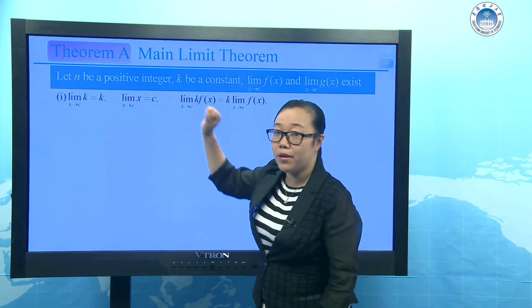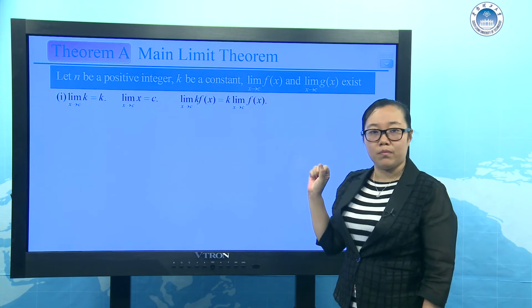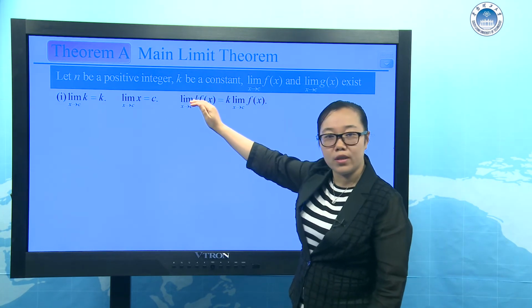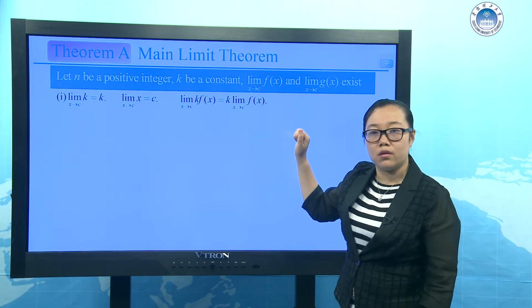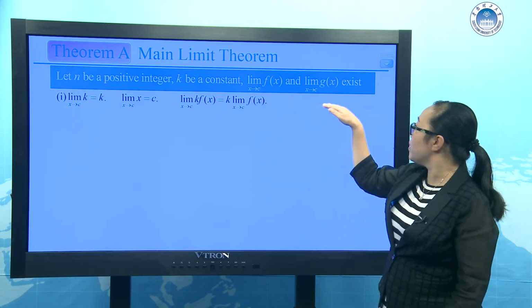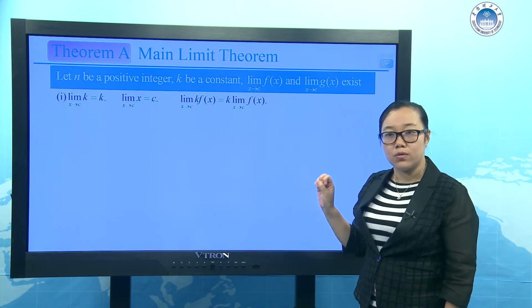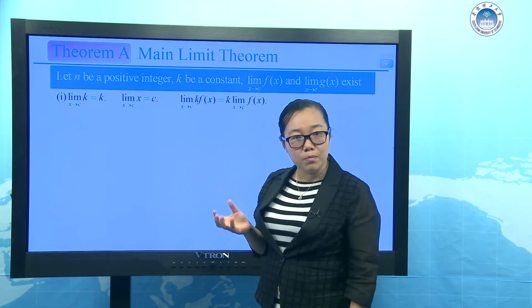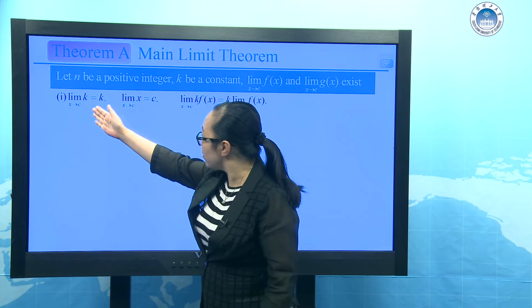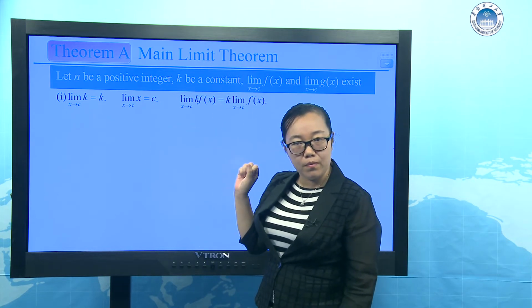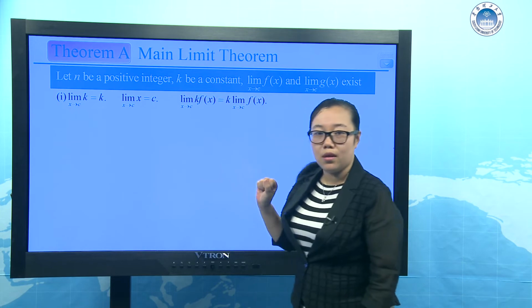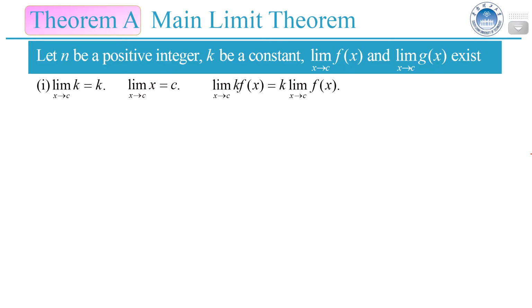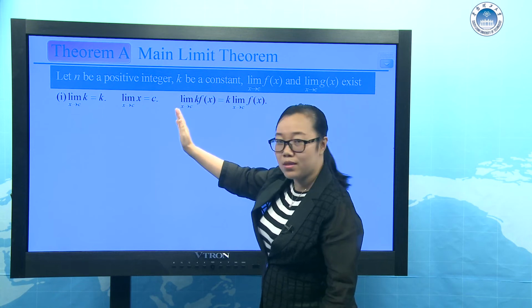Look at Theorem A, the main limit theorem. Let n be a positive integer and k be a constant, and suppose the limits of f(x) and g(x) exist as x tends to c. First, the limit of k equals k. This means the limit of any constant equals itself. The second, the limit of x as x tends to c, where c means some given number, is the number c.